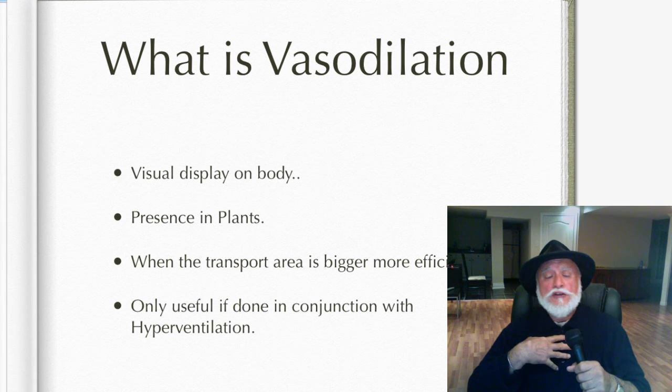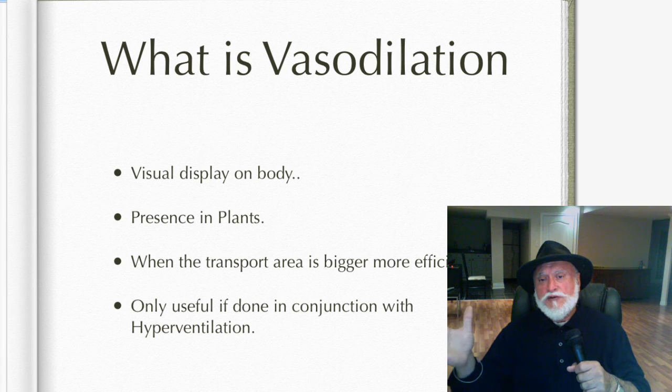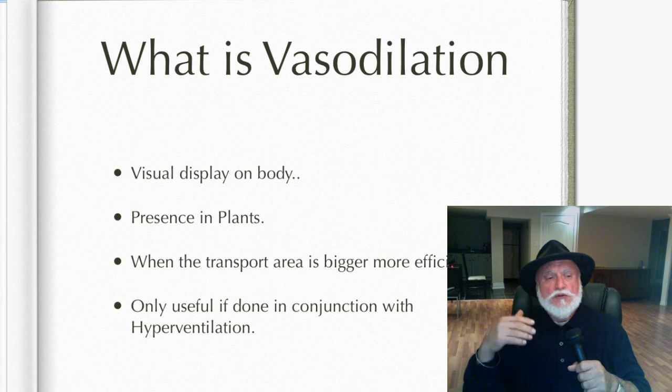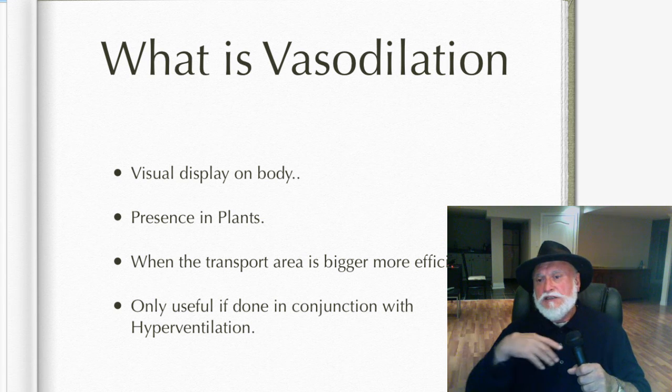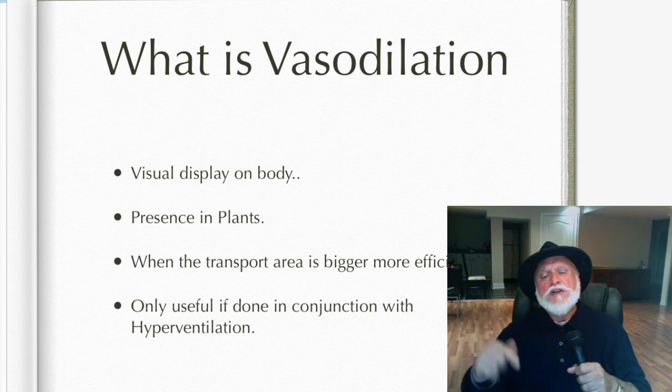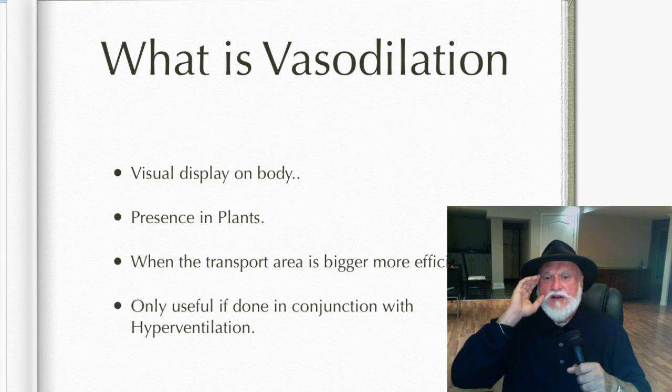We have vasodilation happening. We don't know when it's happening, but it's a natural process. If you have a little problem with your heart, the doctor gives you a pill and all your blood vessels dilate. It's done under duress. That's not what we want. What we're trying to do is create vasodilation at the right time to increase the transport area, so that we can send blood efficiently far away into our body.